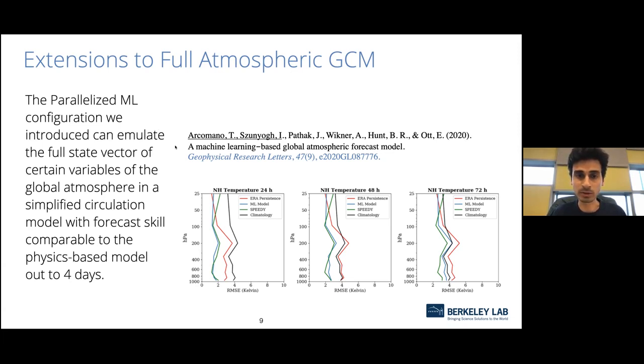And what we were able to show was that the machine learning model has comparable accuracy, or comparable forecast, to the physics-based model out to 4 days. These plots are showing the northern hemisphere temperature at 24, 48, and 72 hours, the root mean square error at several vertical levels, and we see that the ML model and the SPEEDY model have comparable RMSE scores.